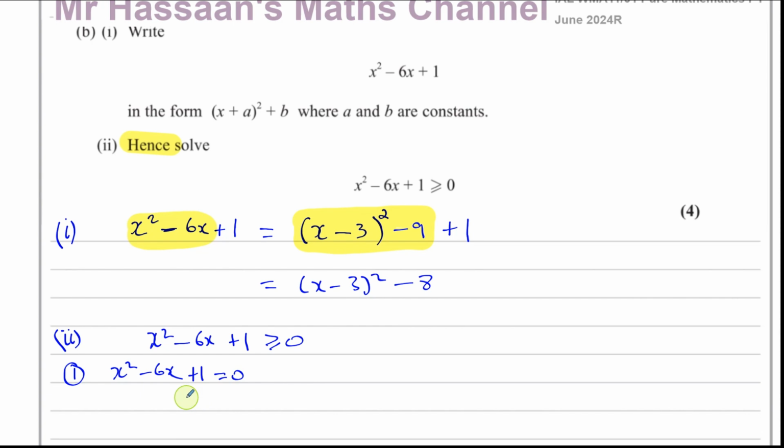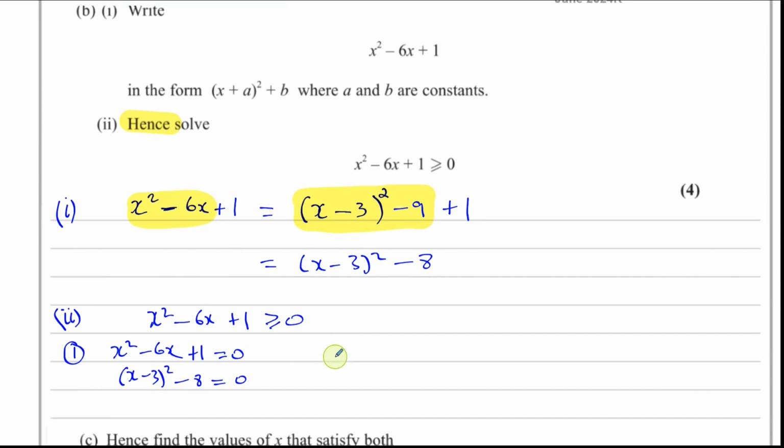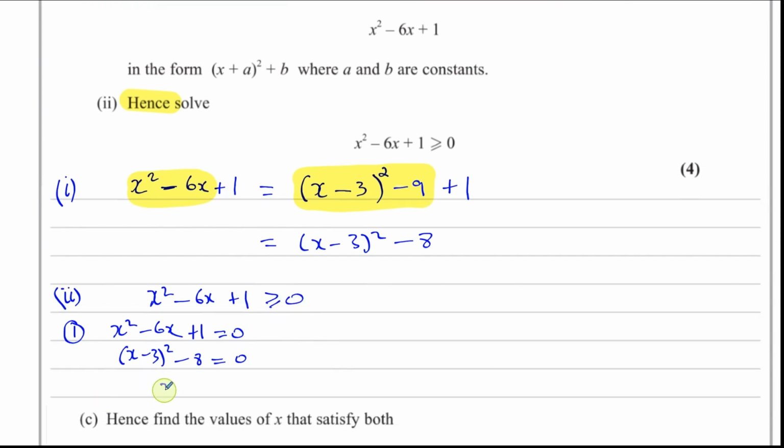What I would have done after this would probably be to use the quadratic formula if I couldn't factorize, which you can't do here, and then find the values of x where this equals 0. But because it says hence, I'm going to use this form and solve the equation (x minus 3) squared minus 8 equals 0 using completing the square. So I'll say this means (x minus 3) squared is equal to 8, which means that x minus 3 is equal to plus or minus the square root of 8. So x is equal to 3 plus or minus the square root of 8.